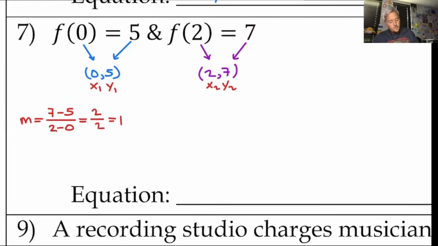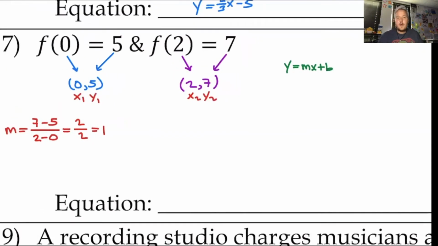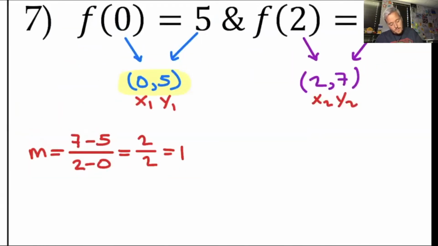All right, so now it's going to go to slope-intercept form. So y equals mx plus b. So it doesn't matter which coordinate you actually plug in. However, if you look at your coordinate here, we have 0, a number, which means this 5 right here is your b value.